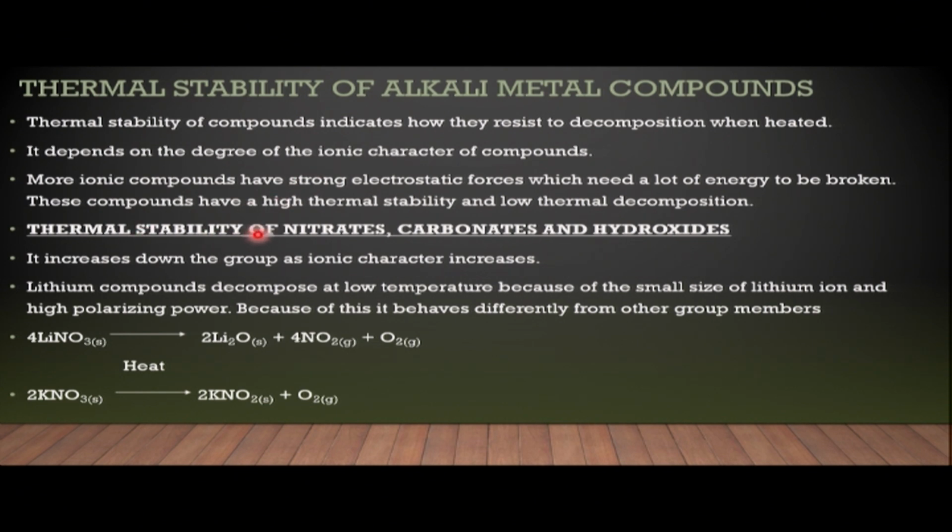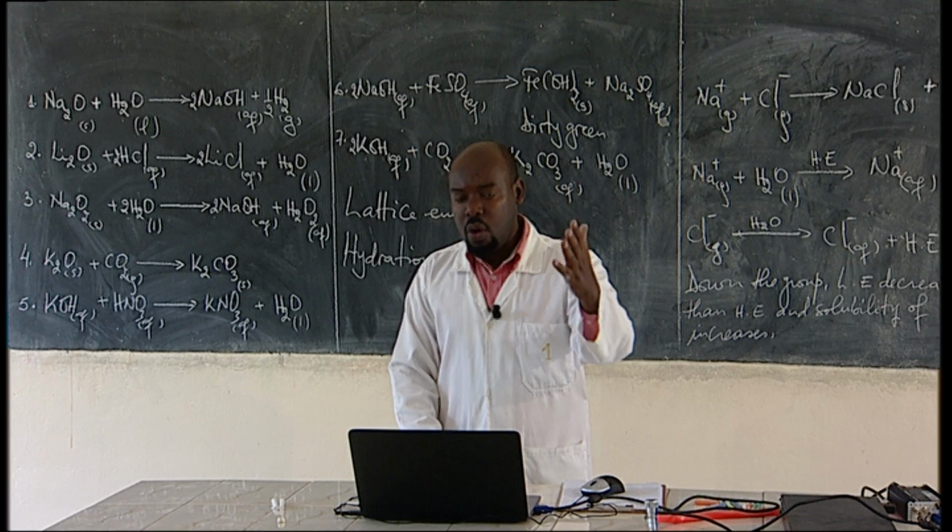So, thermostability of nitrates, carbonates, and hydroxides. Here it is said that it increases down the group as the ionic character increases. Why is it like that? It's because as you move down the group, the cation size increases. Remember we said smaller cations will have high polarizing power. So larger cations have low polarizing power. When the polarizing power decreases, the substance becomes more ionic.